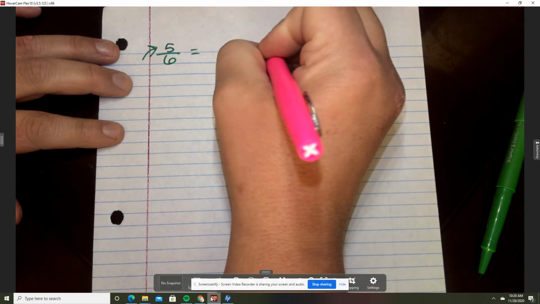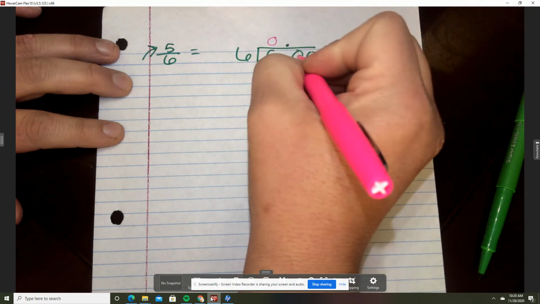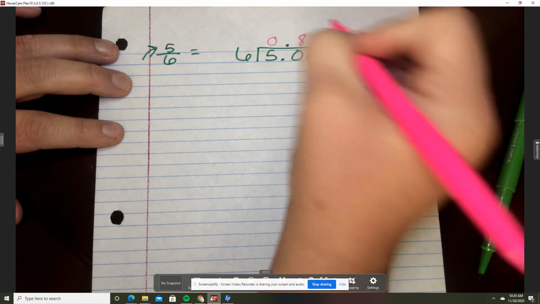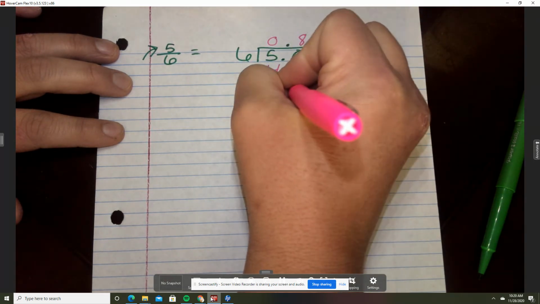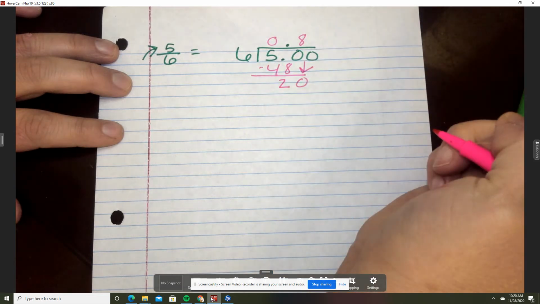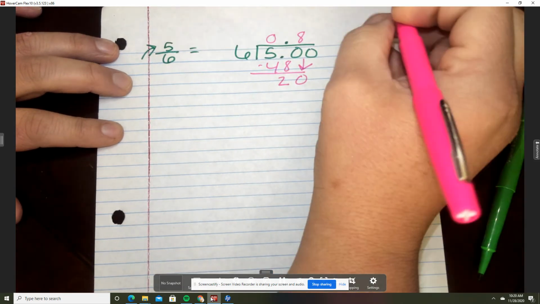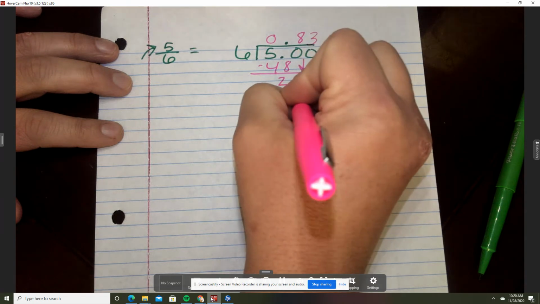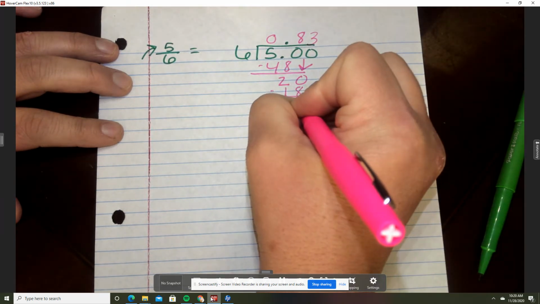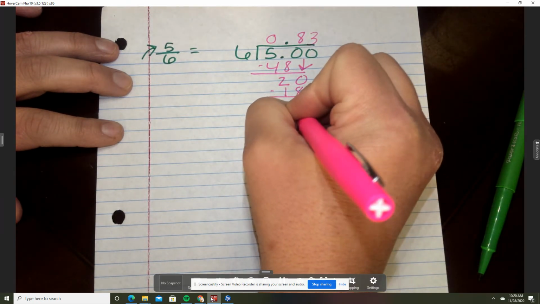6 will not go into 5, so I put a 0. 6 will go into 50 8 times. 8 times 6 is 48, and that is 2. Bring down my 0. 6 will go into 20 3 times. 3 times 6 is 18, and that is going to be 2.